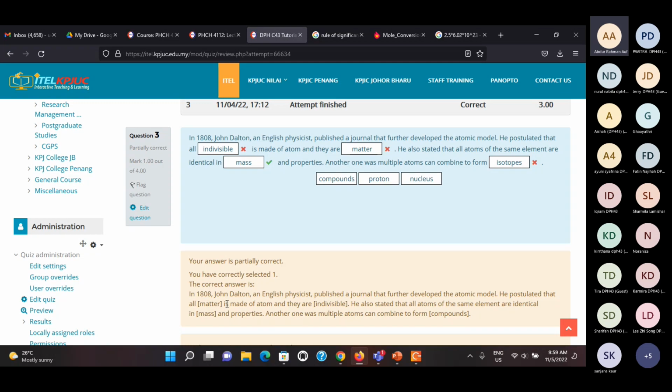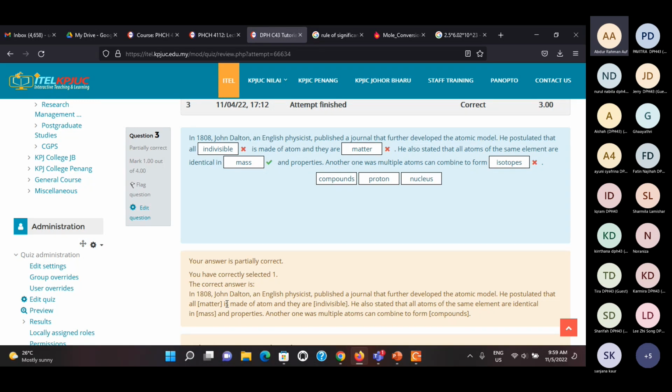Contohnya kalau macam saya ada satu balang gas oksigen. So based on postulate John Dalton ni, katakanlah dalam satu balang tu ada 2 juta oksigen atom. So kesemua 2 juta biji oksigen atom tu mempunyai berat, mempunyai jisim yang sama.